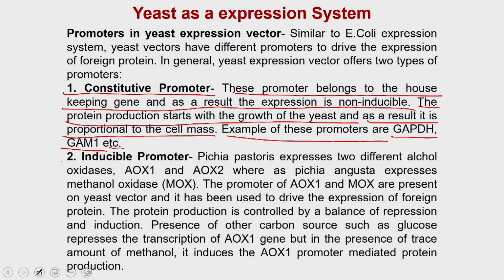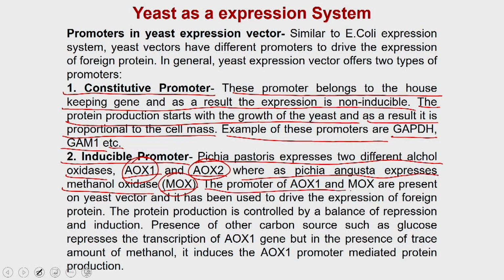Now, the second class is the inducible promoters. Inducible promoters are the promoters where you can use some class of inducers to produce the protein in large quantities. Examples are Pichia pastoris, which expresses two alcohol oxidases, OX1 and OX2, whereas Pichia angusta expresses methanol oxidase, MOX. If you take the promoters out of these three genes, they are going to be inducible promoters, because as soon as you add the alcohol, the promoter in front of these genes is going to generate a large quantity of these proteins.